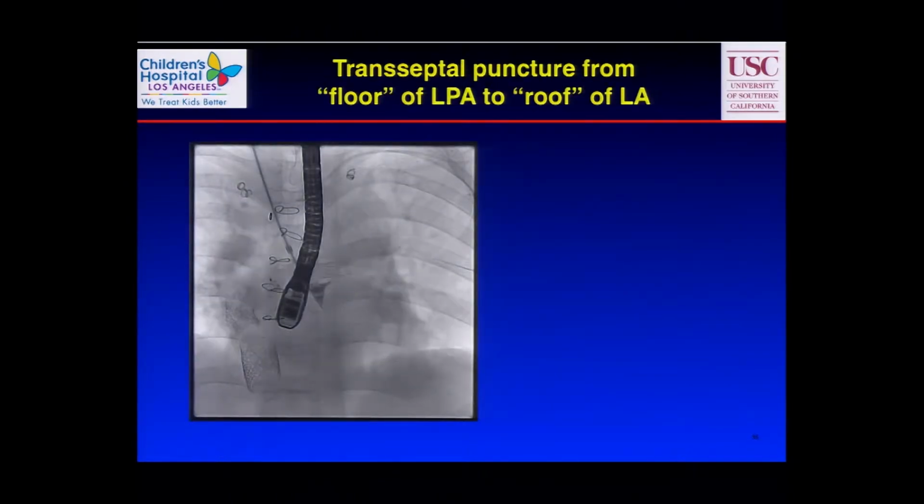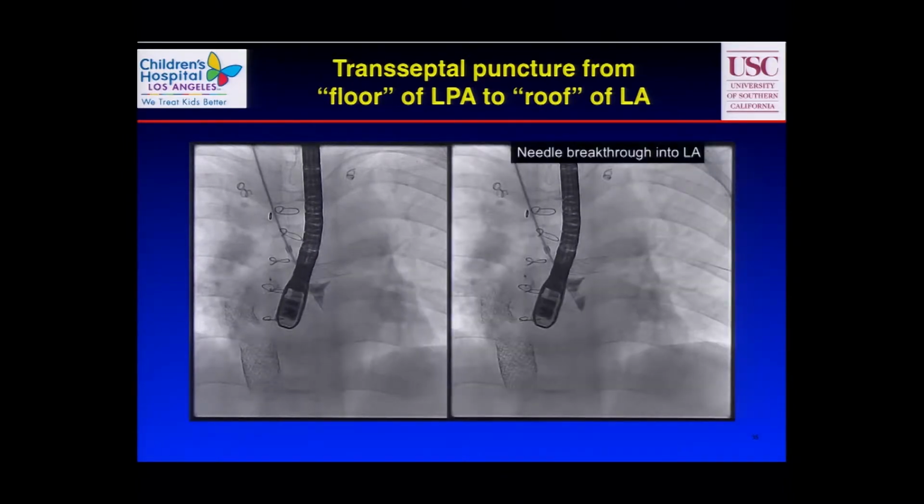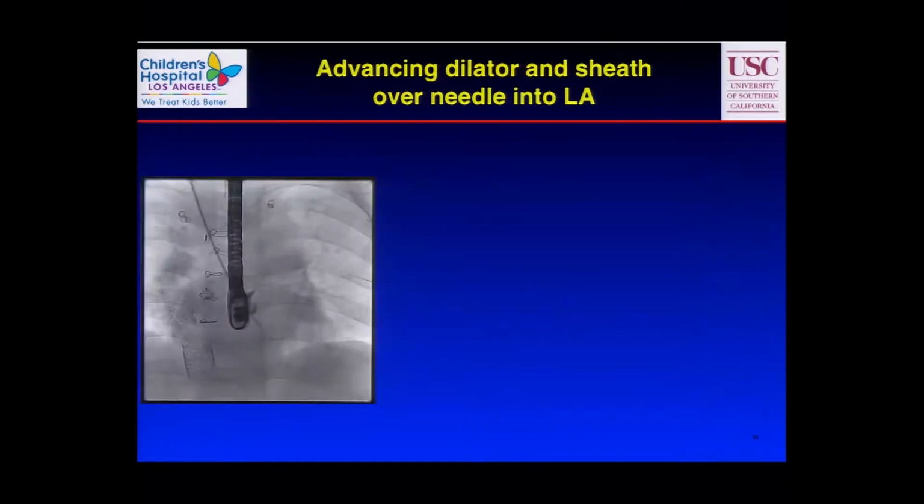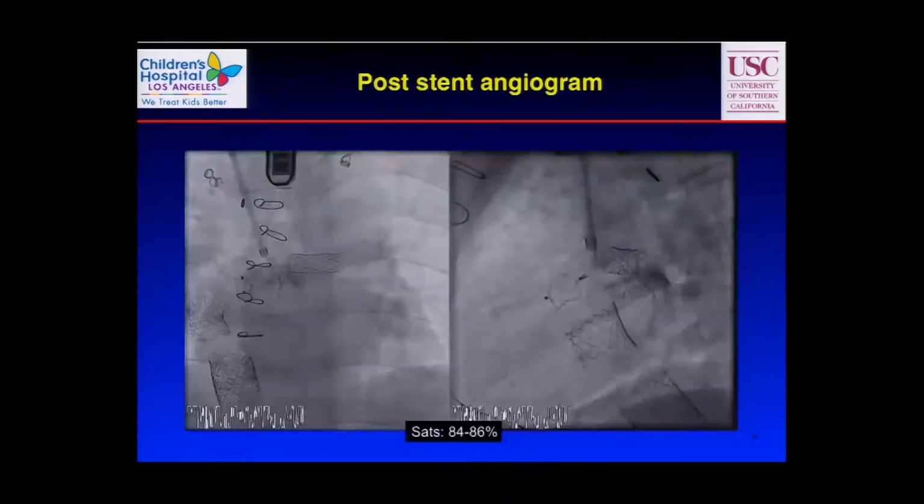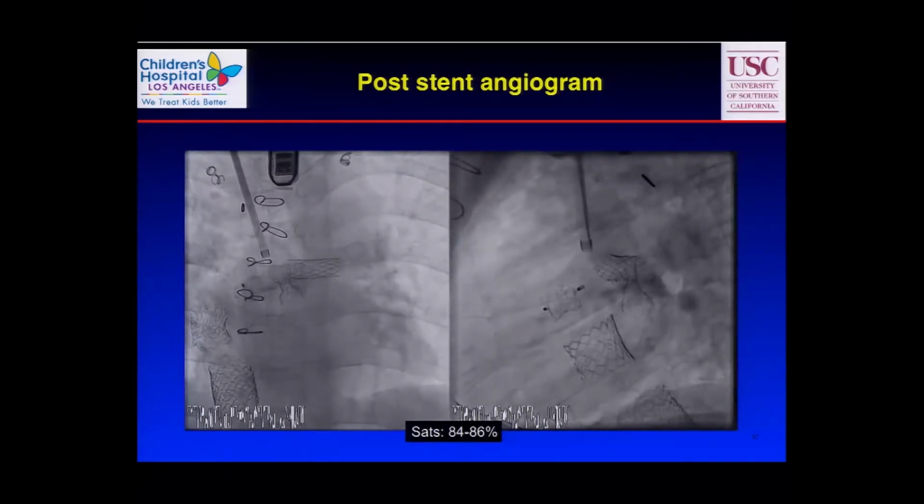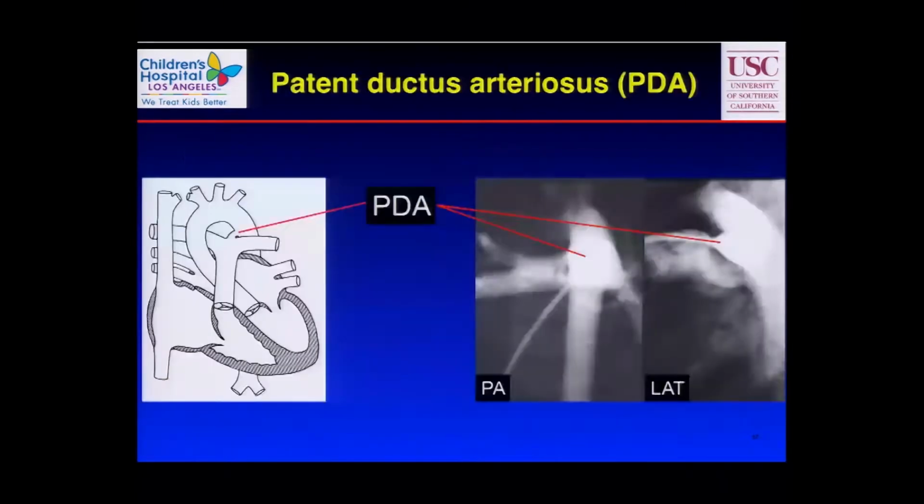So you see how we're coming from the neck, from the internal jugular, coming down, and you're poking from the floor of the left pulmonary artery into the roof of the left atrium. You can see how we slowly, eventually get in there, and then you balloon it, and you put a stent in there. And so you can create a fenestration that way too. So this is in the category of transeptal punctures.